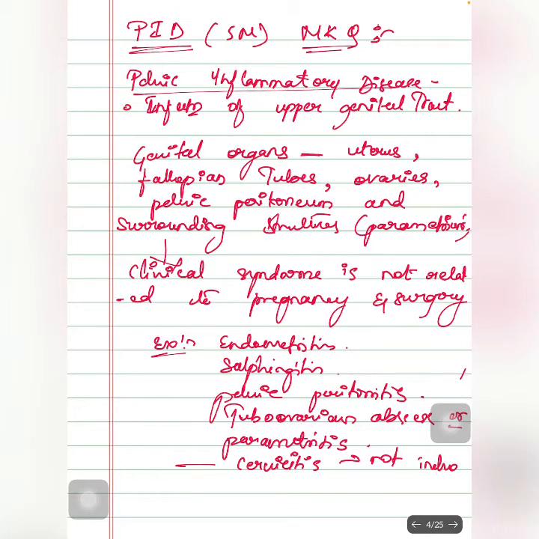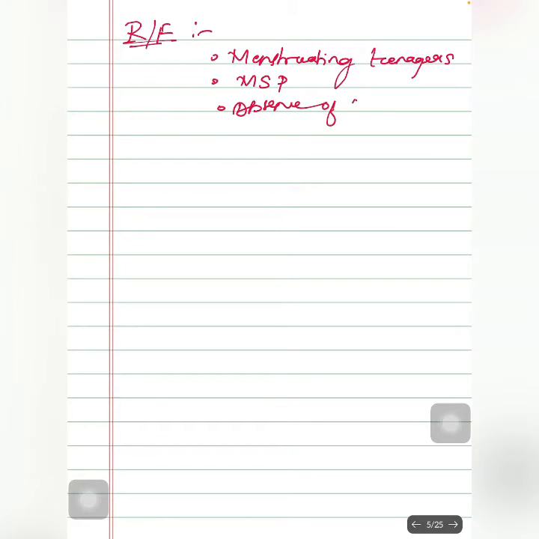So pelvic inflammatory disease is a major problem to the reproductive health of young women. It may be asymptomatic or it may be subclinical. The risk factors for this are menstruating teenagers, in whom it is very easy to occur, and also multiple sexual partners, absence of contraceptive pill use, and previous history of acute PID.